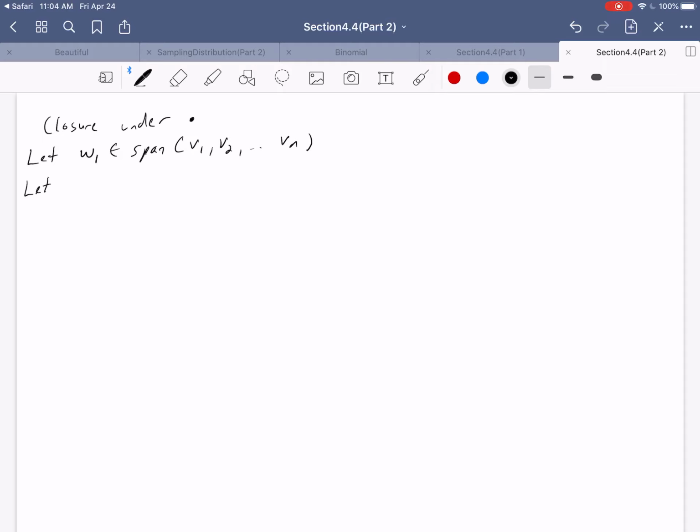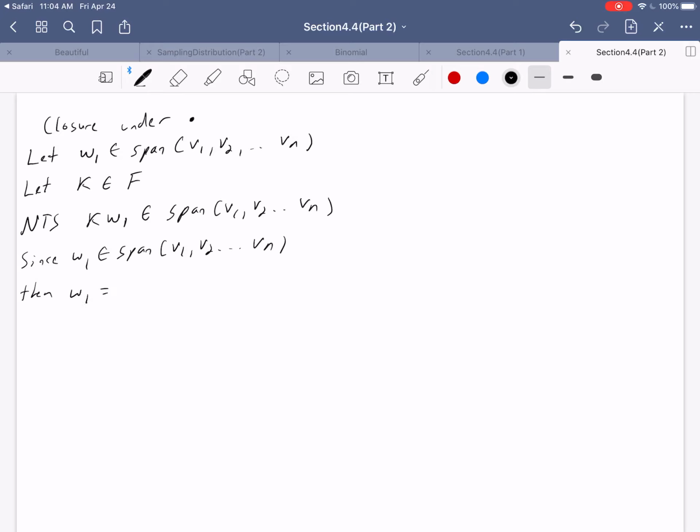And we're going to let K be an element of the field. What we need to show is that KW1 is an element of the span of V1, V2 down to Vn. So again, since W1 is an element of the span of V1, V2 down to Vn, then W1 is equal to some linear combination C1 V1 plus C2 V2 plus ... plus Cn Vn, of course with those C1 through Cn elements of the field. Okay, so that's what W1 must be equal to.